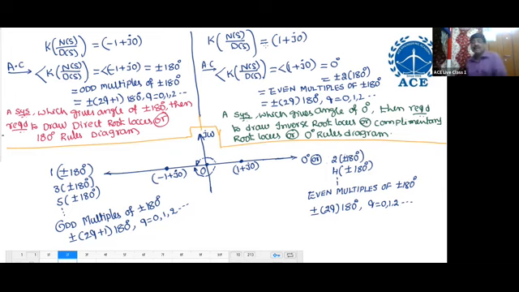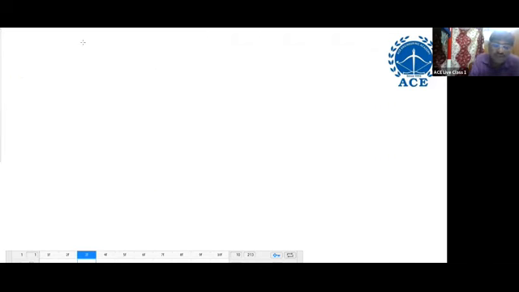And one more thing, there is not much difference between direct root locus and inverse root locus. So I'll write the conversion from direct root locus to inverse root locus, in tabular form.